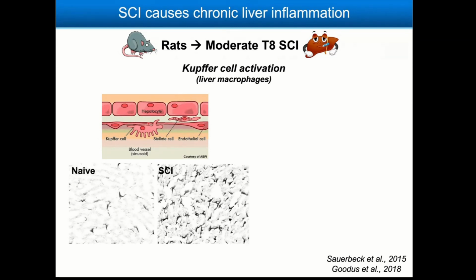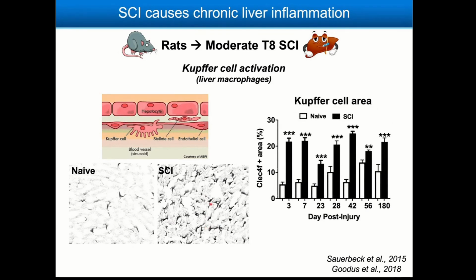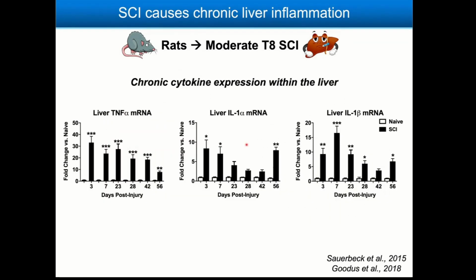And what we were able to show is that after spinal cord injury, these Kupffer cells, labeled here in black, you can see there's significantly more of them, and they're significantly larger. So these Kupffer cells become activated after spinal cord injury within the liver, and out to 6 months post-injury, they did not calm down. So the liver macrophages are mobilized and activated rapidly, and then they never receive the signal that things are back to normal and they can stop being so reactive.